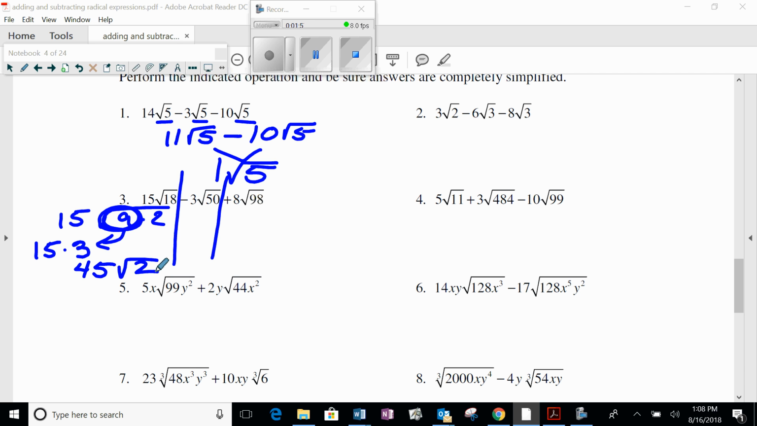Now I need to go to the middle radical and simplify that one. Okay, so I'm going to have negative 3 square roots of, I'm going to use 25 times 2, because 25 times 2 is 50. 25 is a perfect square, so it comes outside as 5, and I have to multiply it times my negative 3, so that I have negative 15 square roots of 2.